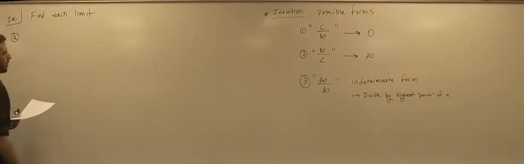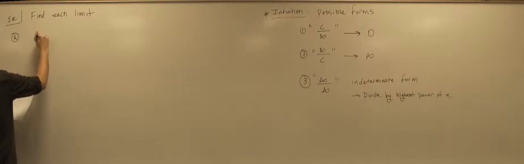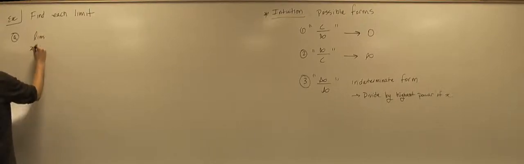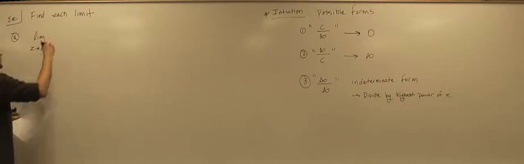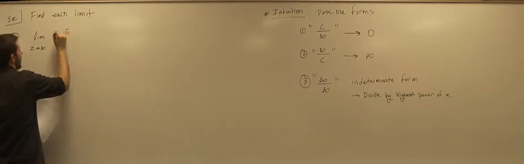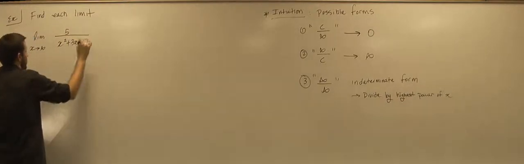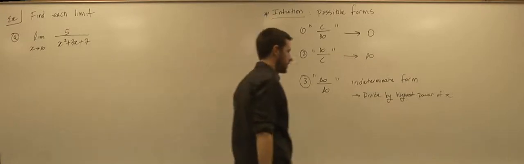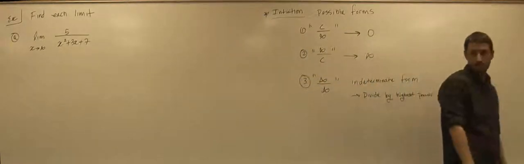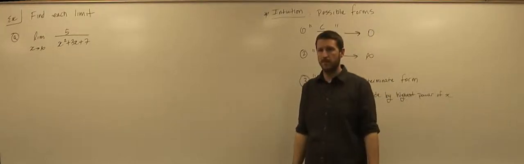So if I give you something like the limit as x goes to infinity of, I don't know, let's do 5 over x squared plus 3x plus 7. What are you going to tell me? 0. Why?